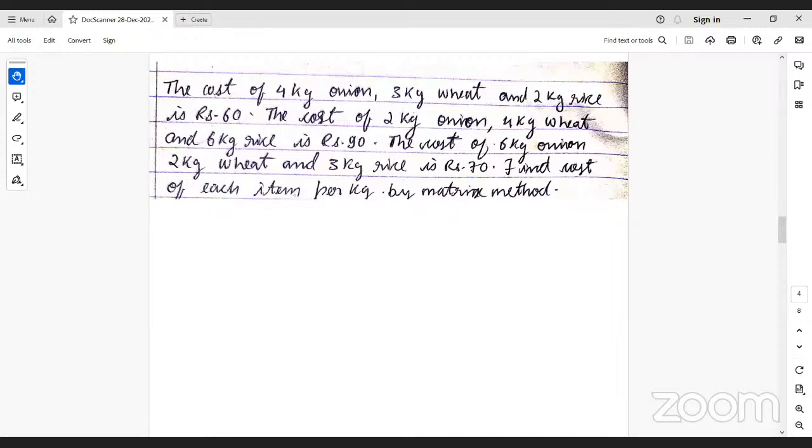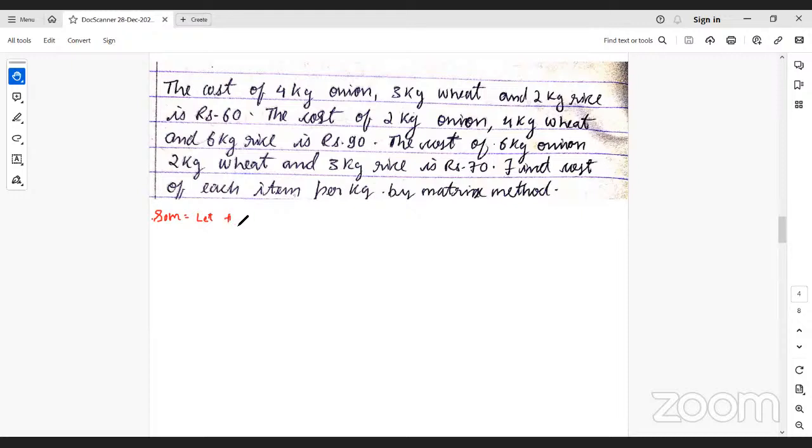Here again they have asked us to simplify by making use of the matrix method. But first you need to form the equations. To form the equations, you can see three quantities are given here: onion, wheat, and rice.